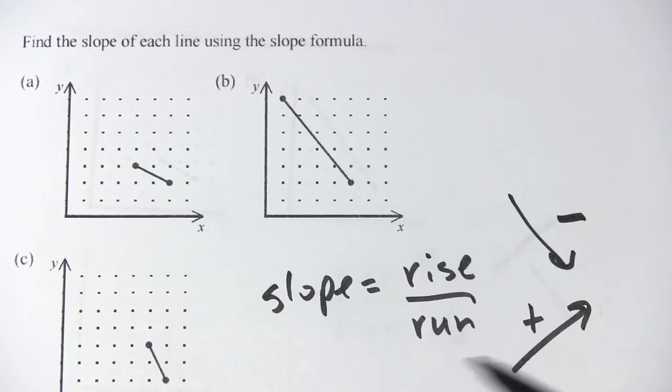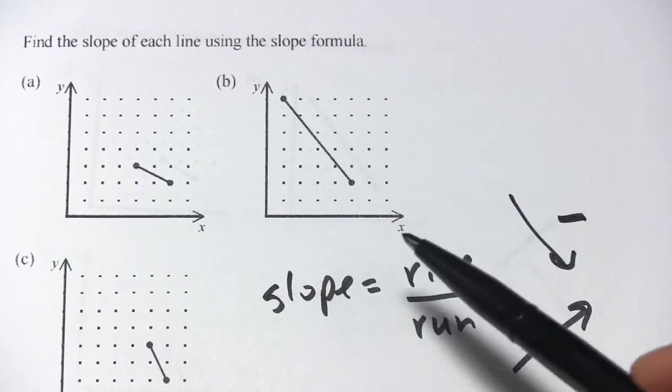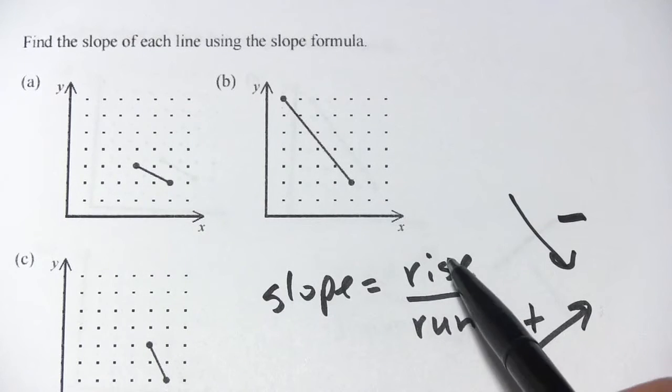So just looking at these three that we have to solve right off the bat here, I can see they're going to be negative slopes. So I should hope to come out with negative answers. But let's try this. We want rise over run.